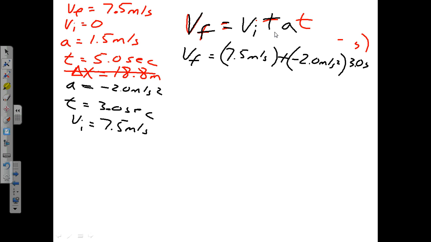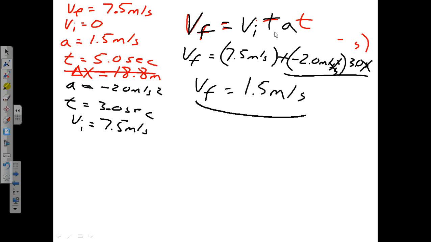Again, pay attention to your units. Seconds are going to cancel, leaving behind meters per second. So over here, we're going to have -6 plus 7.5. We get Vf equals positive 1.5. Which means, at the end of this problem, the car is still going which way? Forward, but it's much slower. That's our first answer. So that's the answer to part A. The second part that we need to know, though, is the displacement. And again, we can use the same equation we used before.